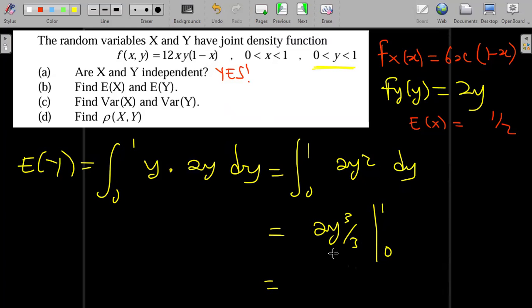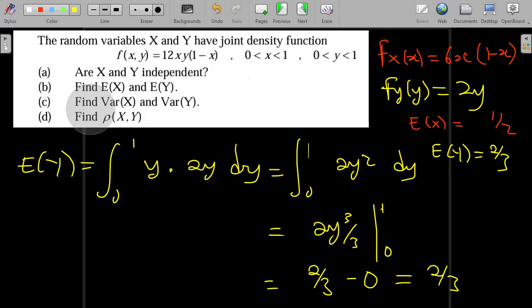Okay, so let's put in the values. So if I put 1 wherever there's y there, it will just be 2 over 3. If I put 0, it will just be 0. So this will be 2 over 3. So the expected value of y is just 2 over 3.